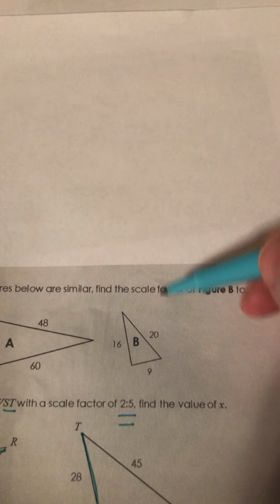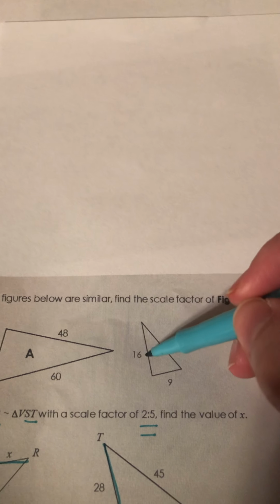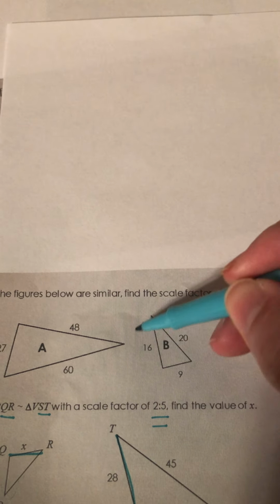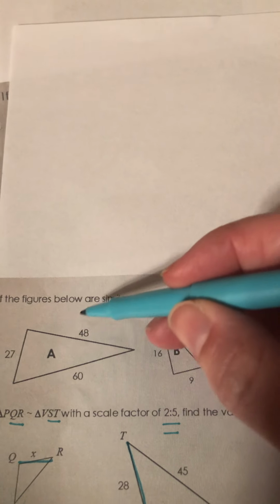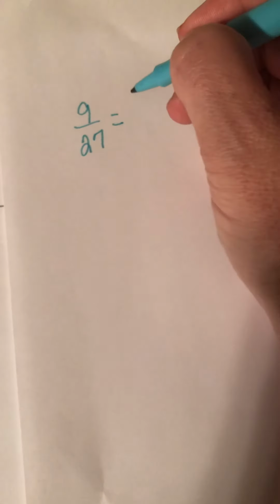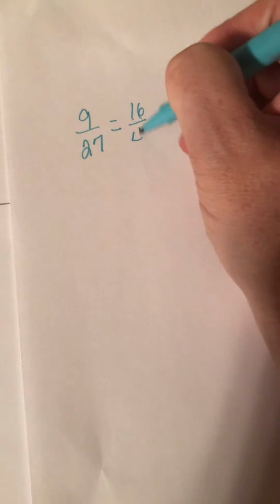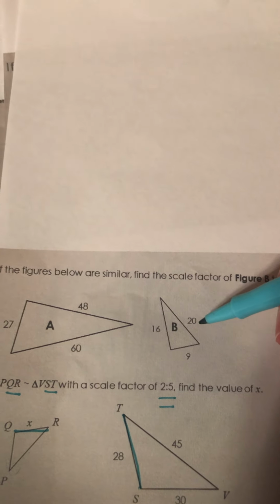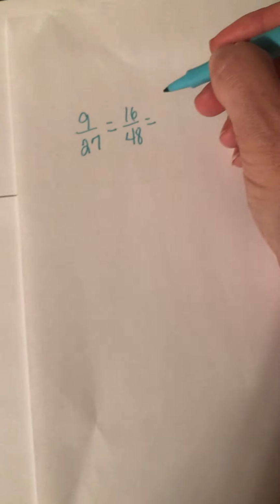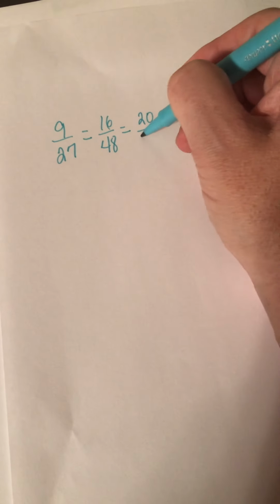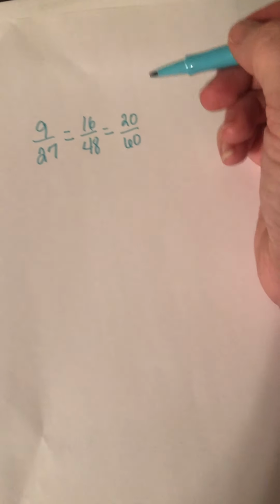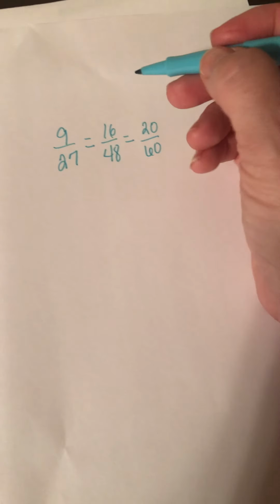Then if I look at my next to the largest side, I'll have 16 on my B, and then I'll have 48 on my A. So I've got 16 and 48. Then if I look at the largest side of each triangle, that'll give me 20 and 60. If you'll notice, on each one of these, I started at B and went to A because that's the scale factor it asked for.